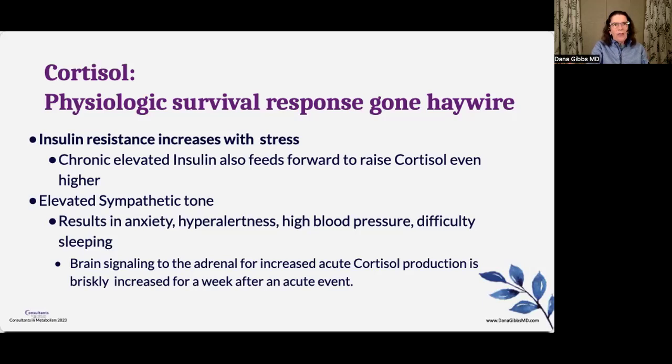So elevated sympathetic tone is a baseline state that keeps your body ready for action, even when you're not consciously aware that there's a threat going on. And that results in anxiety, hyper alertness, high blood pressure, difficulty sleeping, and fluctuations in blood sugar due to the repeated release of adrenaline into your system. A modern example of that would be how you don't sleep well when your child is sick, or if you know you have to get up at 4 a.m. to catch a flight.